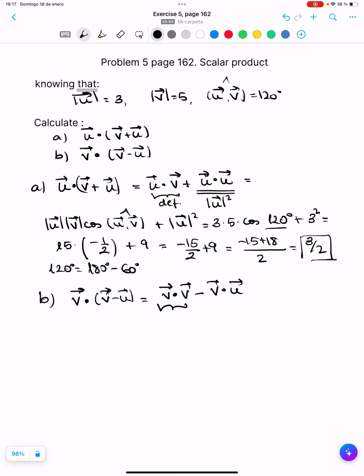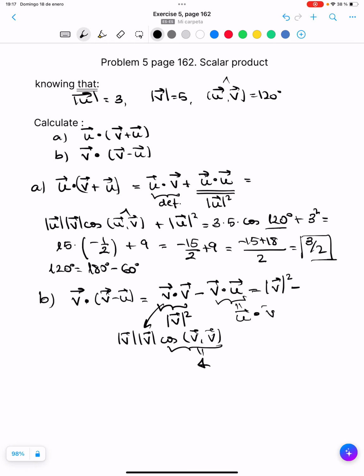The first element of the difference is again the magnitude of v squared, because applying the definition, this scalar product is the magnitude of v times the magnitude of v times the cosine of the angle that v forms with itself. This cosine is 1 because the angle is 0 degrees. Finally, we have the square of the magnitude of v minus the second scalar product, which, using the commutative law, is the same as the scalar product of u and v. It doesn't matter the order when you multiply in a scalar way. So we put the scalar product of u and v.